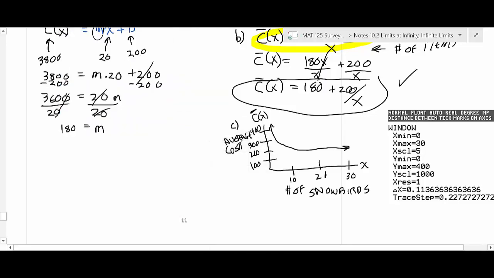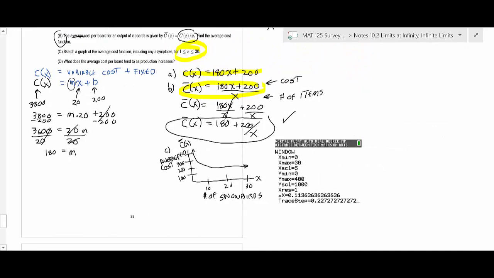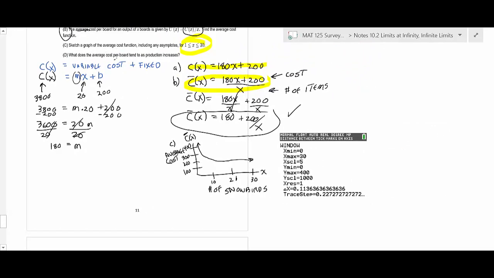Okay, now we got one last part of this. Okay, this says, what does the average cost per board do as the production increases? So what's happening to the average cost? It's going down.